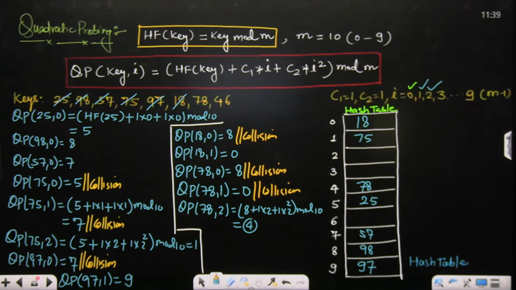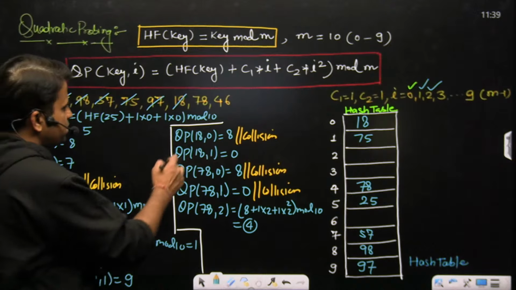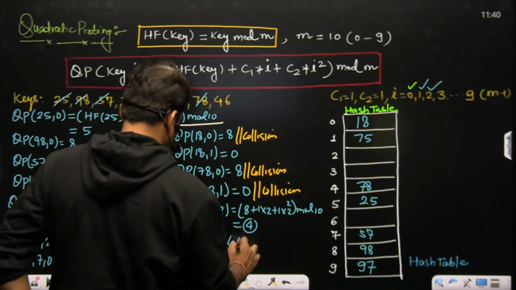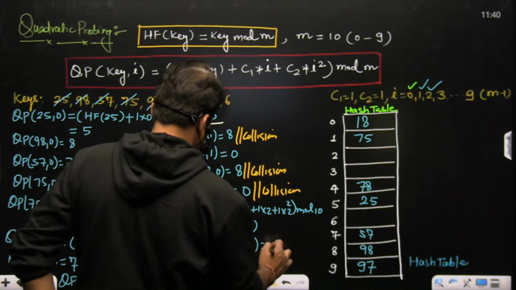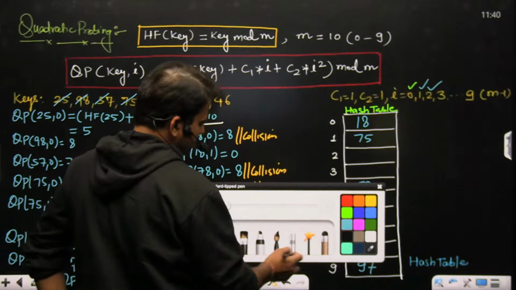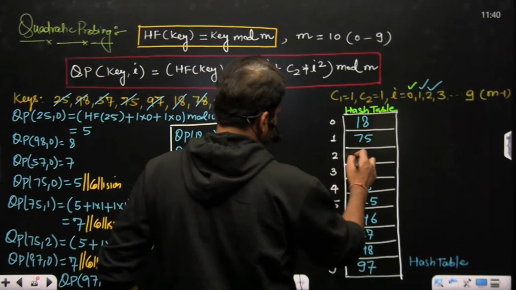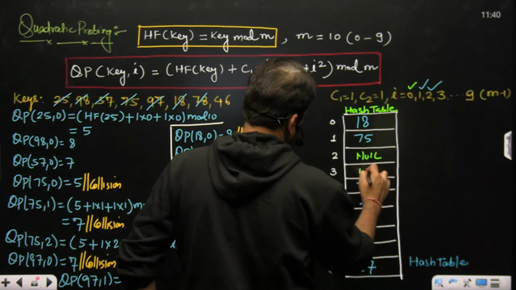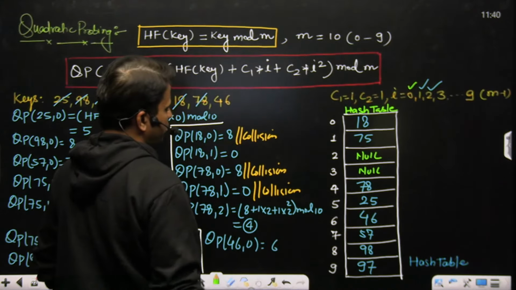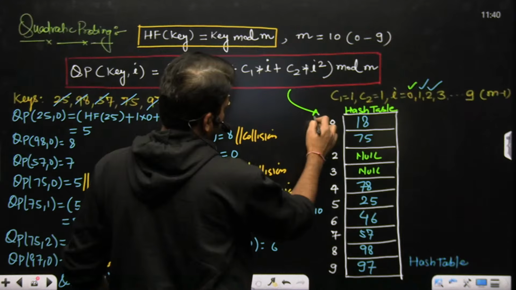Okay, very good. Where is 46? 46 came directly here. Rest of all entries contain what, sir? Null entries. So this is the hash table, student, by using quadratic probing. Understood? By using quadratic probing.